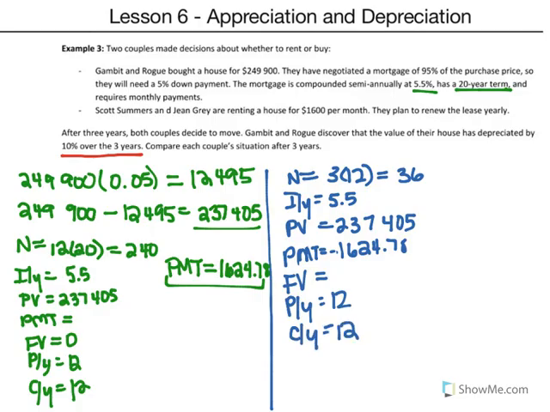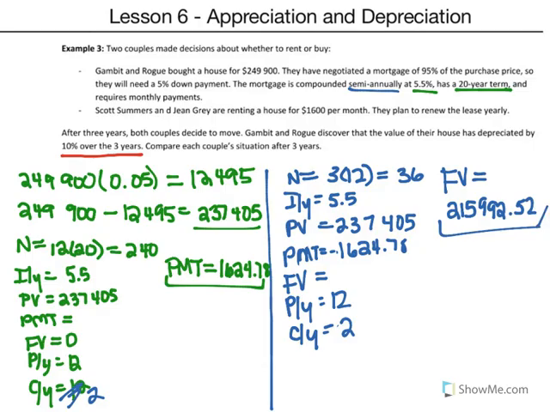Oh, sorry. It's semi-annually, so the compounds per year should actually be 2. Sorry if you were screwed up by that. So plug this all into your calculator. You should get your future value to equal $215,992.52. So this is how much we still owe.